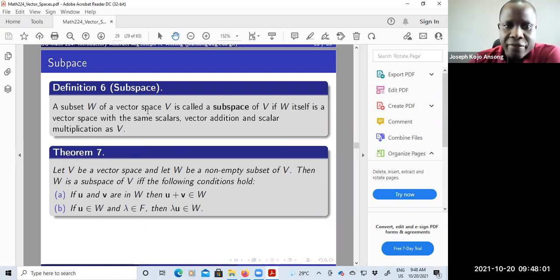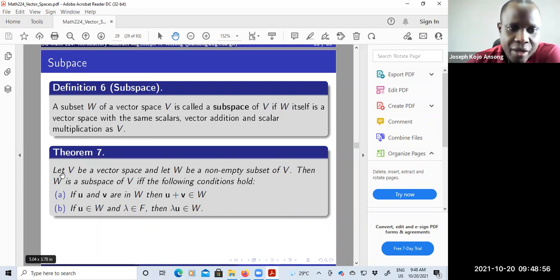So a subset W of a vector space V is called a subspace of V if W itself, the subset, is a vector space with the same scalars, vector addition and scalar multiplication as V, the main set. This is very similar to what we did under groups and rings and fields, where we had subgroups, subrings, subfields, which are basically subsets, and the elements of the subset must obey the same axioms as the main set. So for W to be a subspace, basically means that it has to be a vector space, and must, if you like, satisfy all the axioms for a vector space that we know. So keep that in mind.